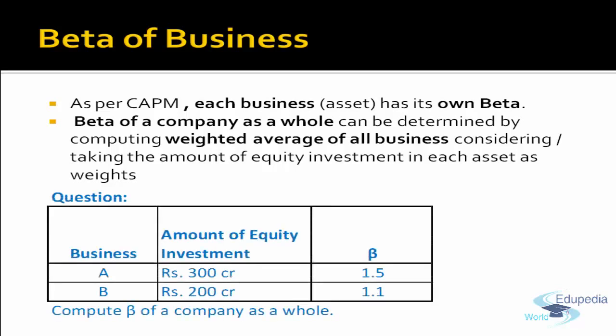I think this is well explained through an example. You will get what I am saying. For example, there is a company XYZ. They have two businesses, business A and business B. In business A, they have made an investment of rupees 300 crore, and in business B, an investment of 200. So they have a total investment of 500. The risk in business A, that is beta, is 1.5, and in B it is 1.1.